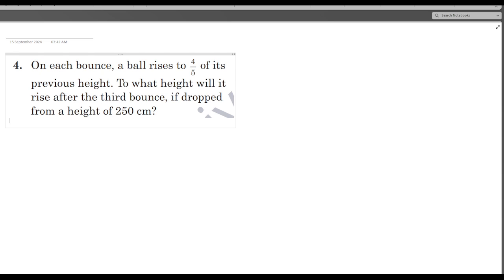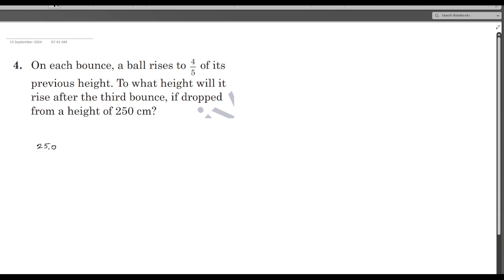Now fourth question. On each bounce, a ball rises to 4 divided by 5 of its previous height. To what height will it rise after the third bounce if dropped from a height of 250 centimeter? So from 250 centimeter, we are dropping the ball. Now when I drop it the first time, it will bounce to 250 times 4 by 5.